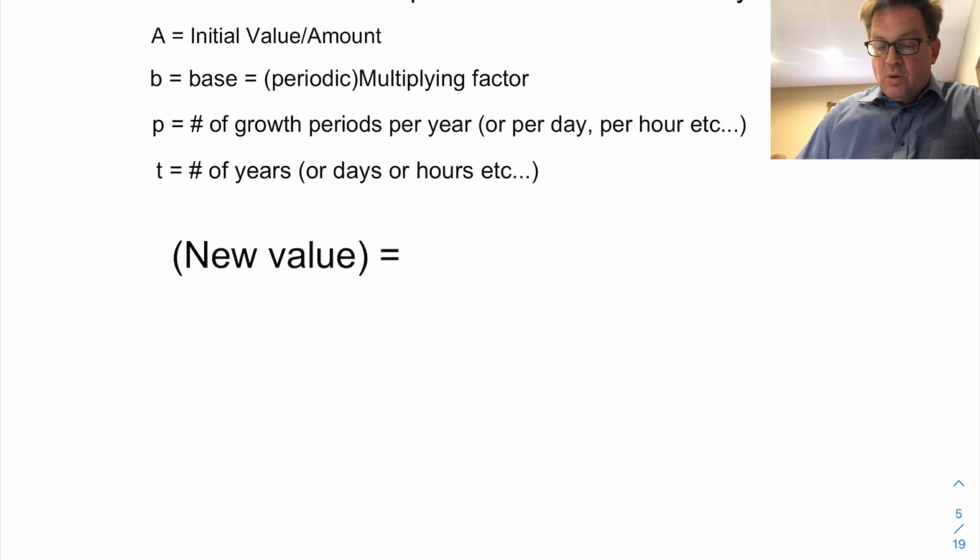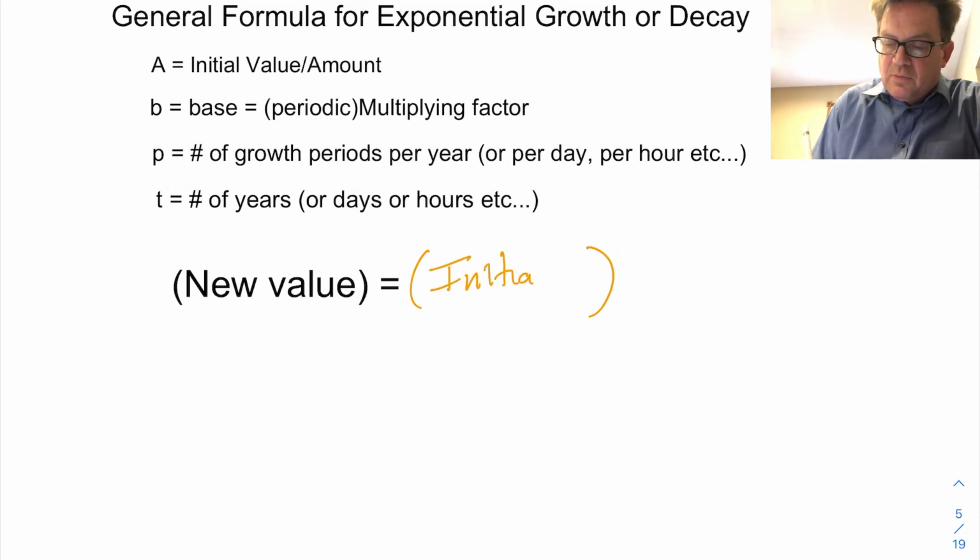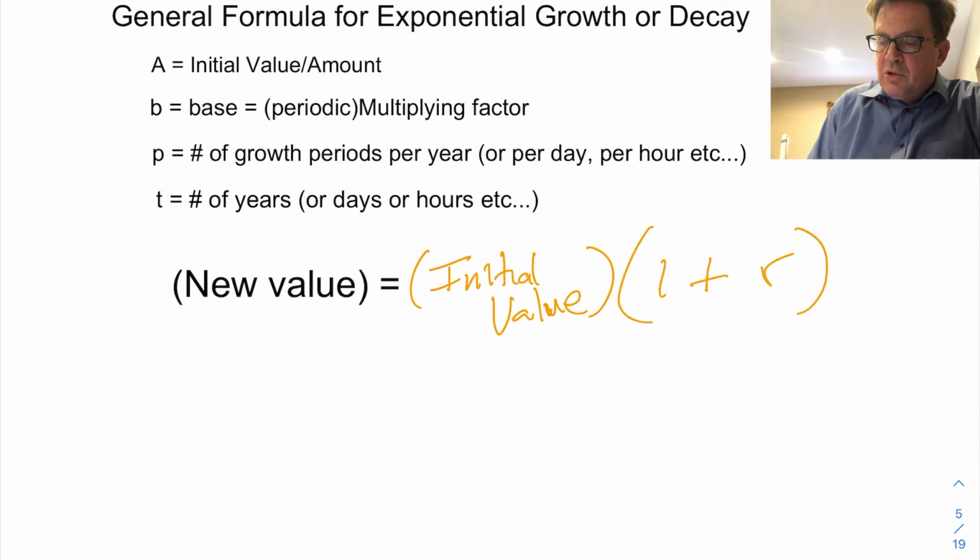So let me show you what a general formula might look like for this. This is what we're going to talk about next week. So what we did with percent increases was the new value is the original value, or I'm going to call it the initial value, times some growth factor, 1 plus a rate. So that could be initial times a growth factor.